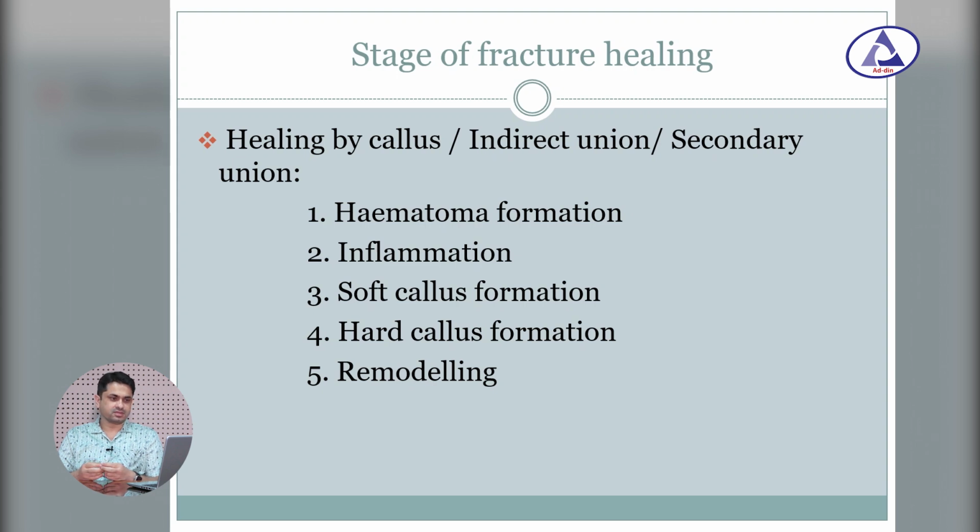It is of two types. One is healing by callus, indirect union or secondary bone healing, and the other is direct union or primary bone healing. Healing by callus or indirect union has 5 stages. First one is hematoma formation, second is inflammation, then soft callus formation, hard callus formation, and followed by remodeling.